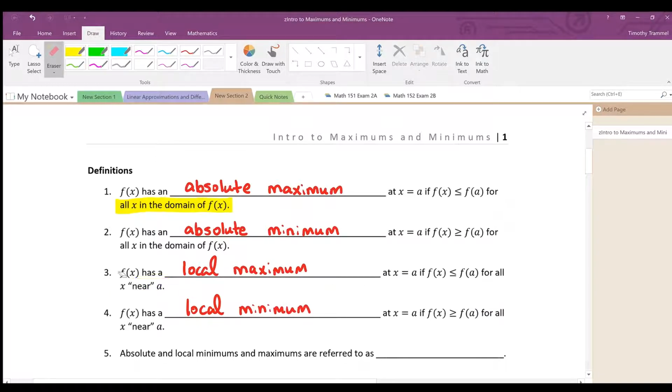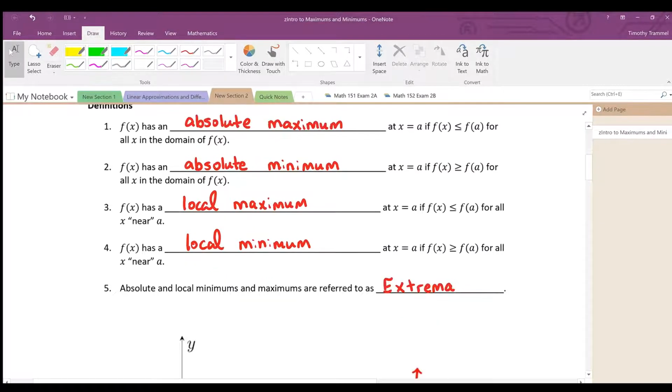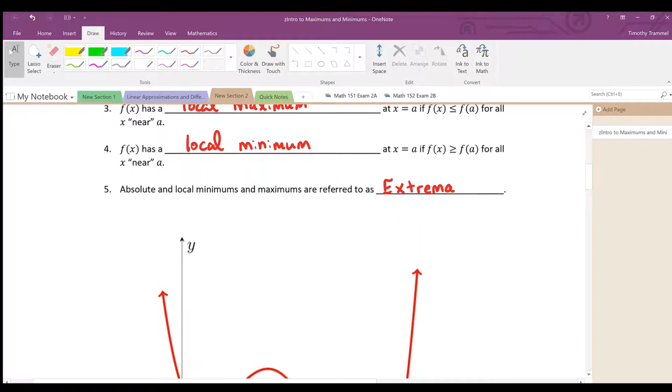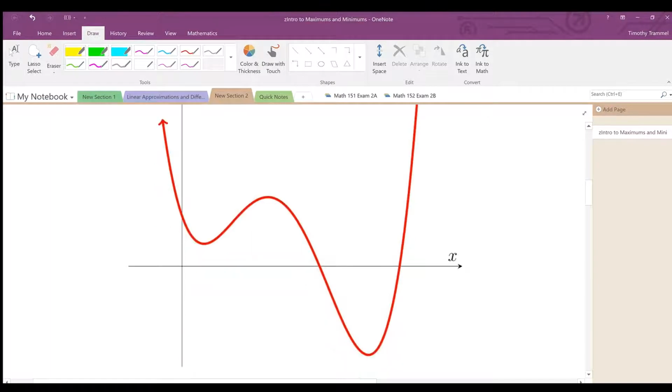And all four of these words are considered extrema. So absolute and local minimums and maximums are referred to as extrema. All right, now that we have all these new definitions, let's see how it works.